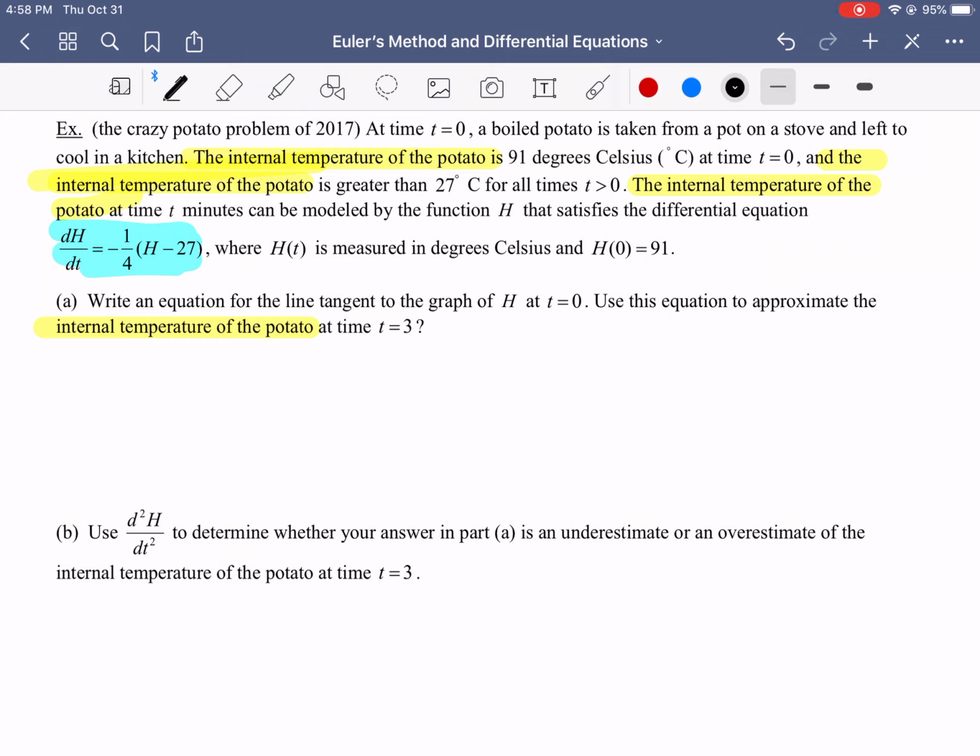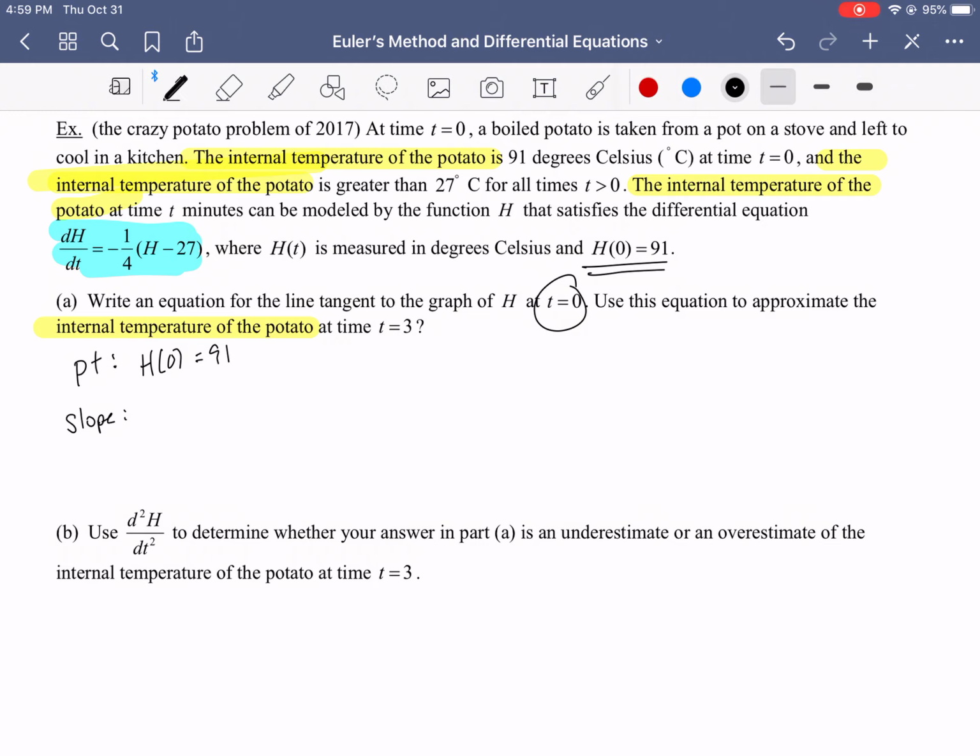It says, write an equation for the line tangent to the graph of h at t equals 0, and then use that equation to approximate the internal temperature of the potato at time t is equal to 3. So if I go back to that first sentence, it says write an equation for a tangent line. I know how to do that. Even though the wording seems really crazy, I know that in order to write the equation of a tangent line, I need a point and I need a slope. And so I need a point at t is equal to 0 on the graph of h of t. And that is given right here with the initial condition, h of 0 is equal to 91.